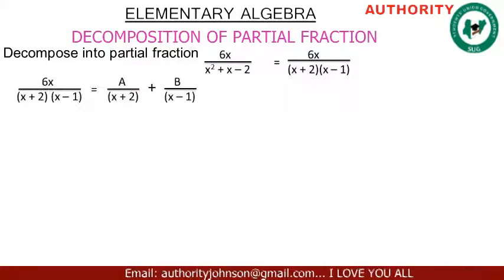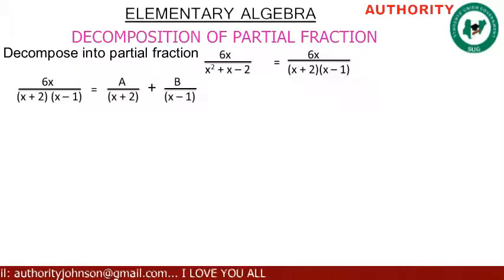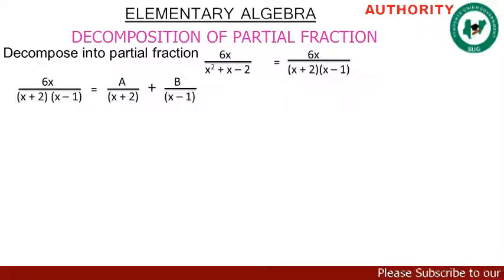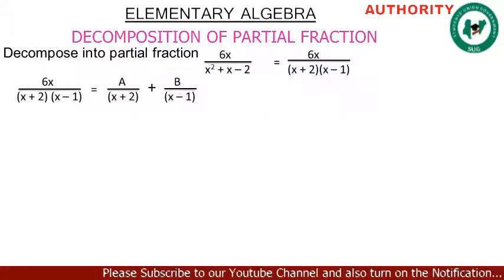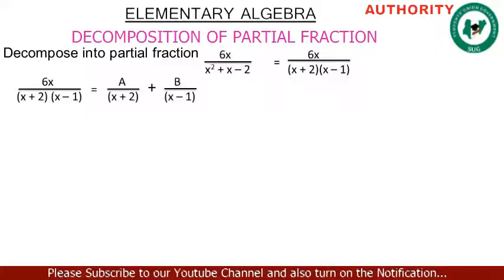Now from here, let's split them into 2. That means we're going to have something that looks like this: 6x all over (x plus 2)(x minus 1) is equal to a all over x plus 2 plus b all over x minus 1. This is the decomposition of what? Partial fraction. Now let's go. We have a all over x plus 2 plus b all over x minus 1. You get it?